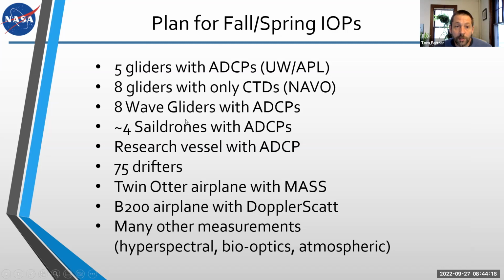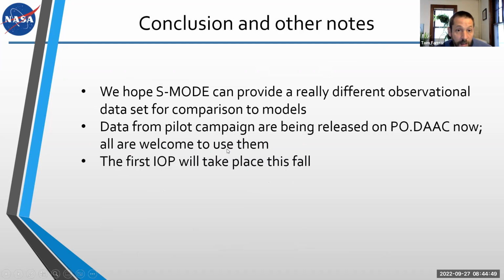So right now we're starting the first intensive observation period. We have 5 UW gliders with ADCPs, 8 other gliders provided by the U.S. Naval Oceanographic Office, and 8 wave gliders, 4 sail drones, 75 drifters, and 3 aircraft making remote sensing measurements, and a research vessel, all about to deploy. The data from the pilot campaign are being released on PODAC now, and all are welcome to use them. And that's all that I wanted to say in this presentation.